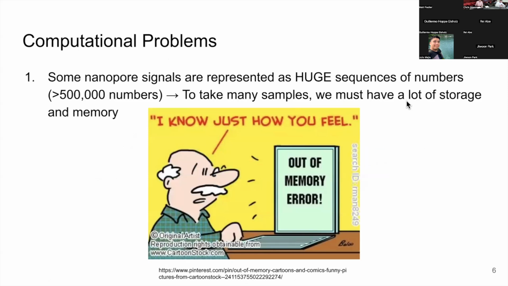So some problems that we came across in the start here are that nanopore signals can be huge. Like 500,000 numbers for one signal. So if we want to take a lot of samples, we have to have a ton of storage. And if we want to do anything with those samples, we have to have a ton of memory. So Google Colab might not be the best place to do this. So we had to take it on our own computer, or my own computer, but we'll talk about that a little bit more later.